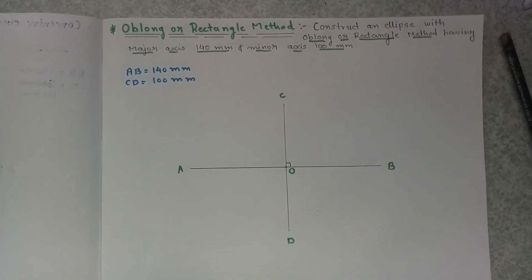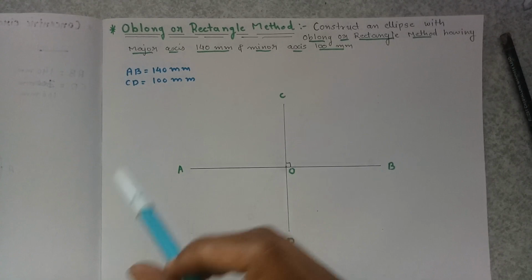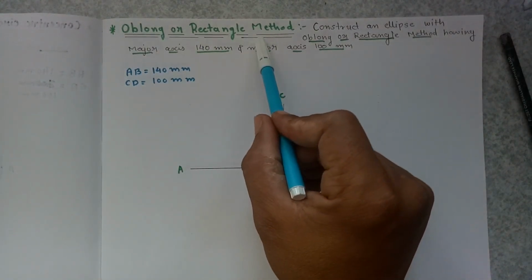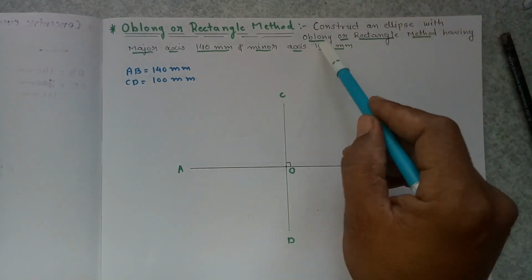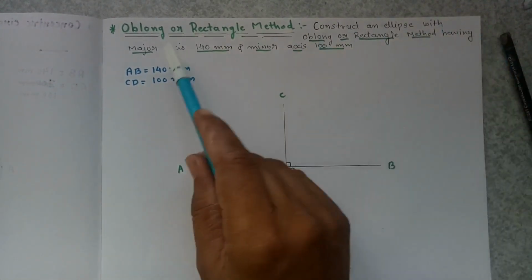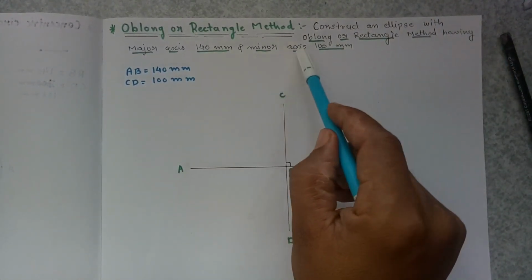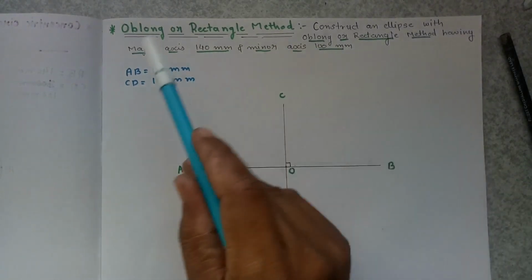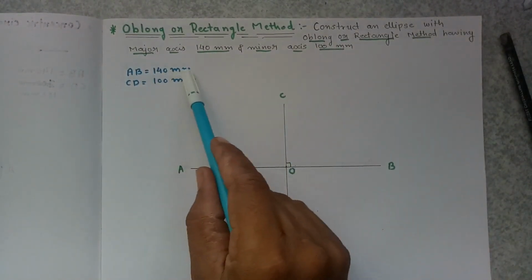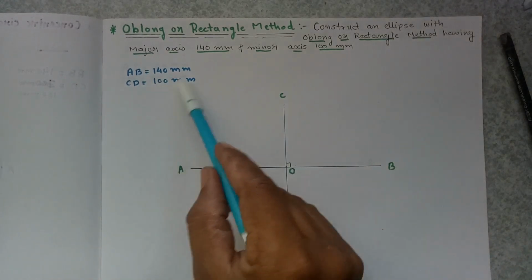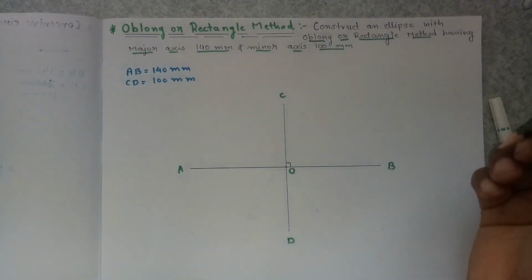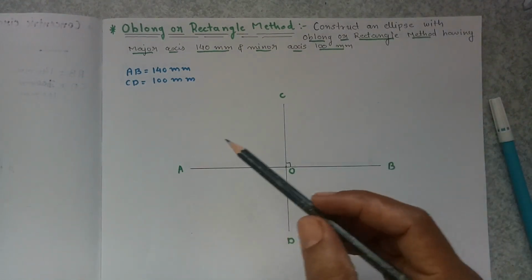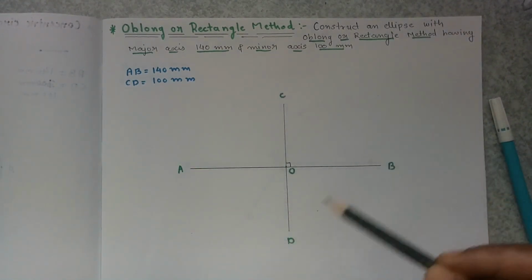Now let us discuss the next method to draw an ellipse, which is the oblong or rectangle method. Here is the question: construct an ellipse with the oblong or rectangle method having major axis 140 mm and minor axis 100 mm. So AB is the major axis 140, minor axis CD 100 mm. It is the rectangle method, so we have to draw a rectangle passing through A, C, B and D.